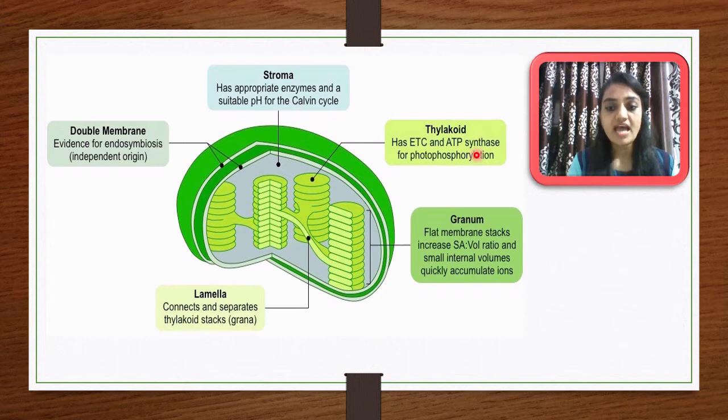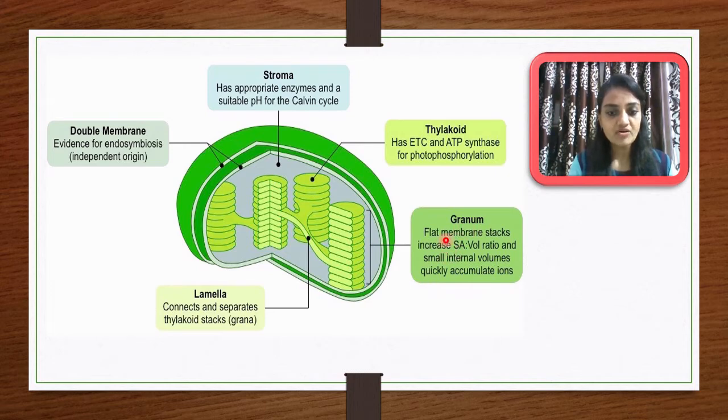The thylakoid, which is filled with chlorophyll, has the ETC, the electron transport chain, and ATP synthase for photophosphorylation. Photophosphorylation occurs in the presence of light. All the required enzymes and protein channels are found in the thylakoid. Then next is the granum. It is a flat membrane stack with an increased surface area to volume ratio, and small internal volumes quickly accumulate ions. This is the main function of the granum.